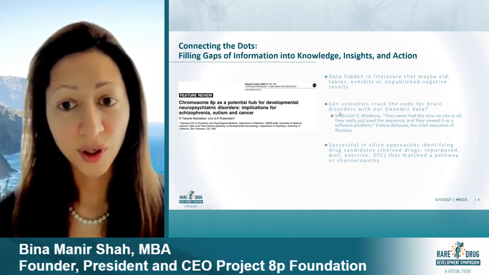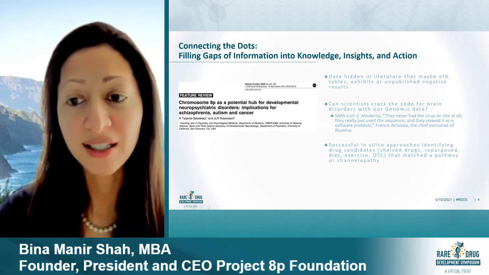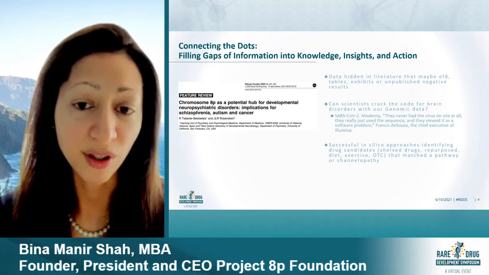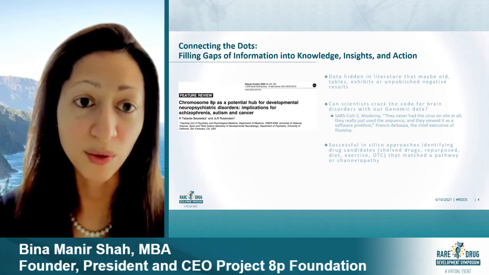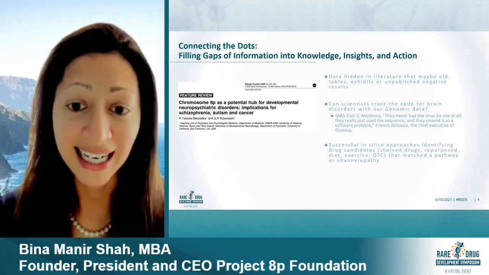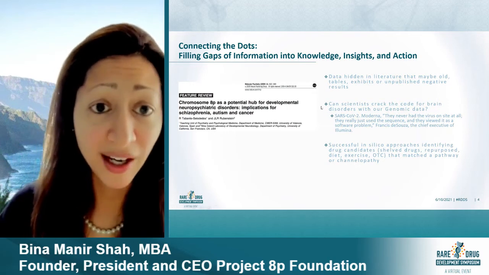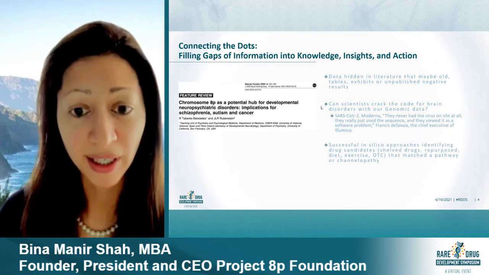One of the recent New York Times articles talked about whether scientists can really crack the code for disorders with genomic data. And one of the biggest highlights in that article was Moderna and how they targeted the COVID-19 vaccine. They actually started working with the data set. So they treated it like a software problem without actually having the live virus in their lab.